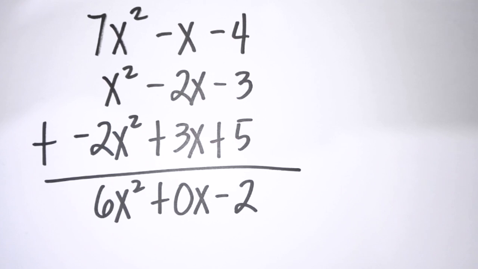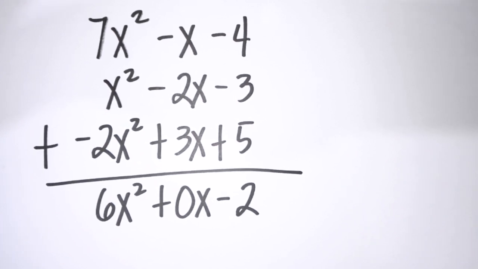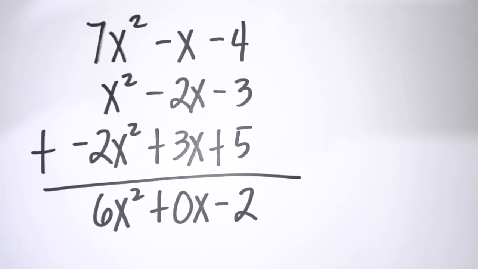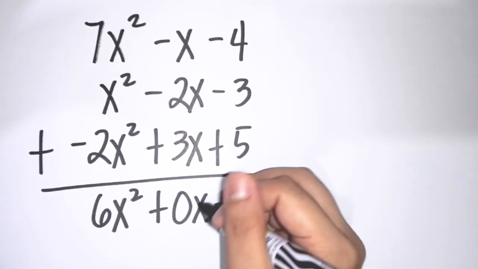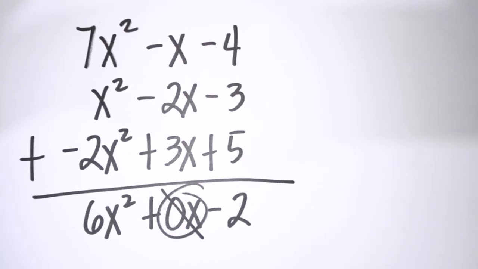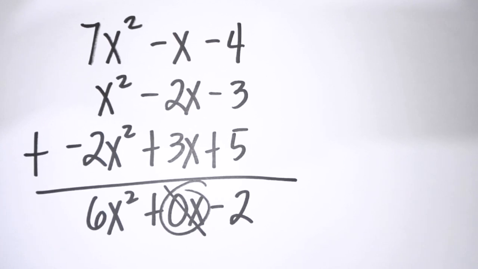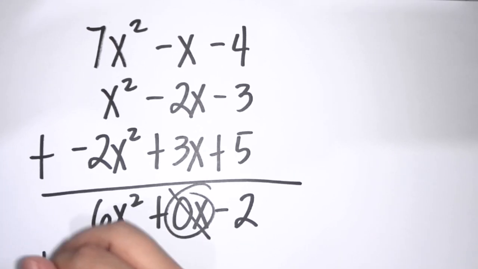This time, let's use the vertical method in solving this problem. For the final answer, we will not include the 0x term anymore. That's why 6x squared minus 2 is our final answer.